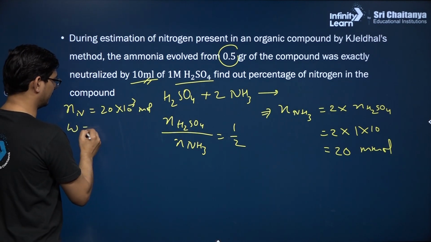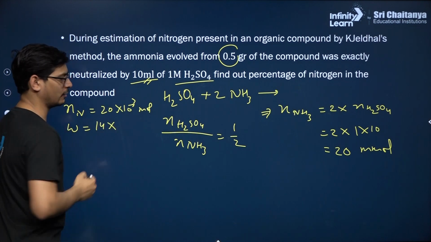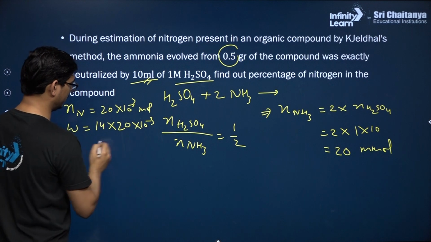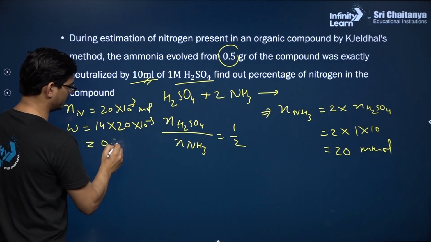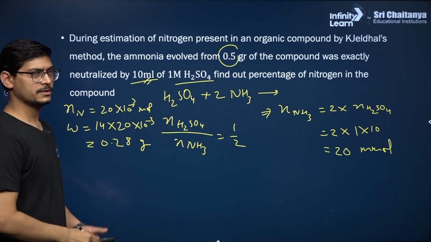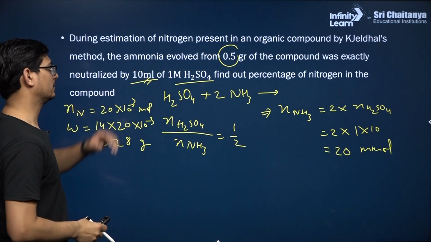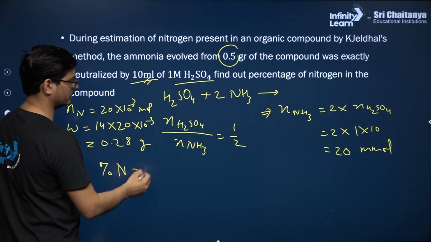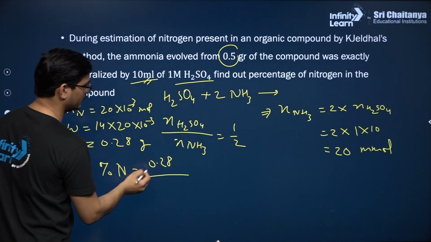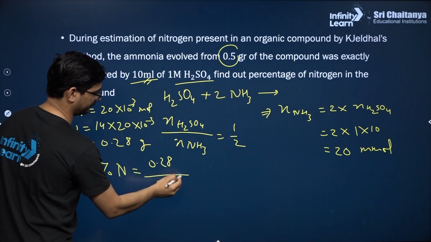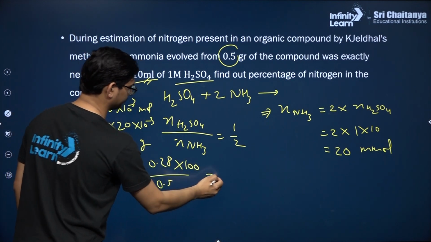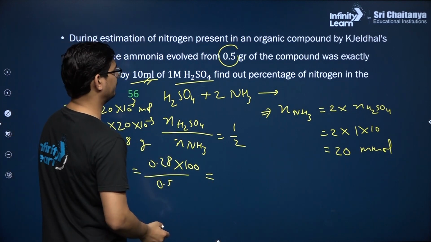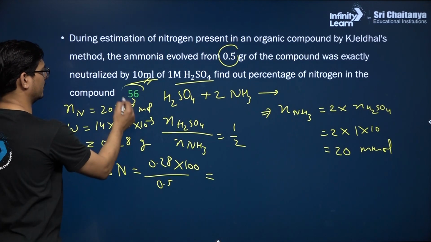Mass of nitrogen, of course, you will multiply by 14 because the atomic mass of nitrogen is 14. So 14 into 20 into 10 raised to the power minus 3. How much is this going to be? 0.28 gram. So there is 0.28 gram of nitrogen in the compound. Now it's very easy. Percentage nitrogen is the mass of nitrogen, which is 0.28, divided by 0.5, into 100. So you can calculate this is going to be 56%.